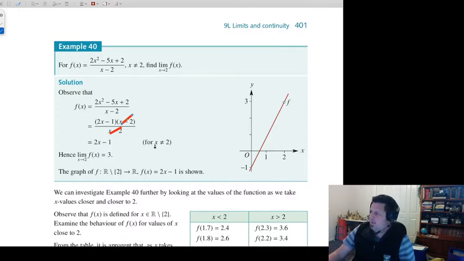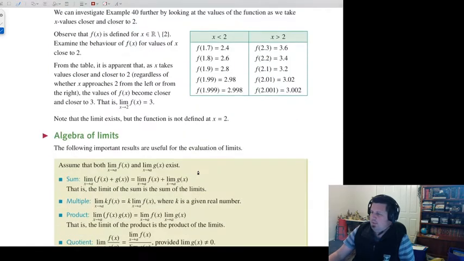Now, essentially, if you had to sketch it, it's the equation 2x take away 1, which is a straight line, except when x is equal to 2. At x equals 2, there's a gap. It's not included in that, so you would sketch it as such.